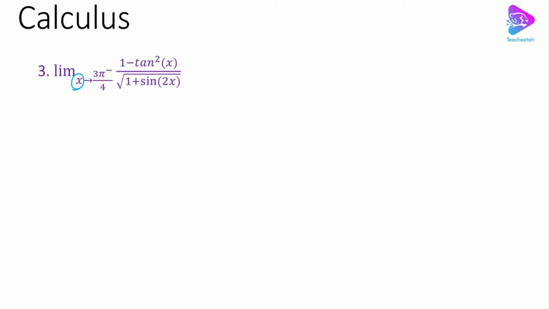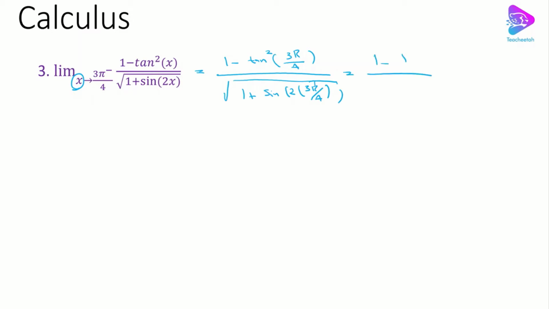So if we basically plug in this number in here, the answer is going to be in the form of 1 minus tan squared 3 pi over 4, and on the bottom we will have the square root of 1 plus sine of 2 times 3 pi over 4. So this is going to be the answer. On the top it is going to be 1 minus 1, and the bottom would result in the same thing, 1 minus 1. Therefore it is 0 over 0. Okay, now we have to use some sort of algebraic simplification in order to solve this problem.